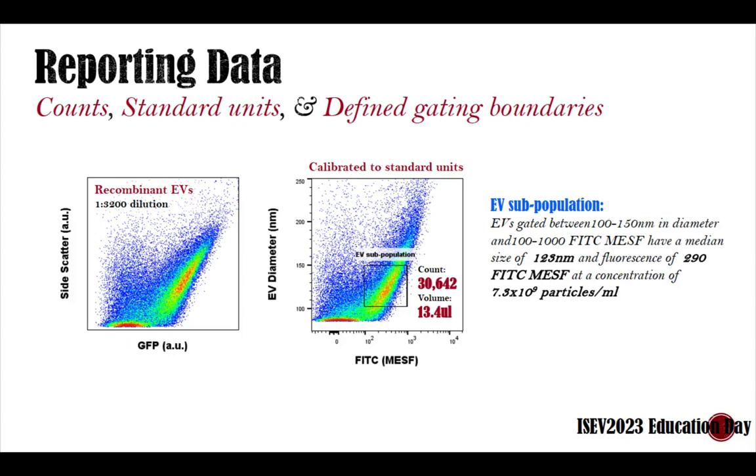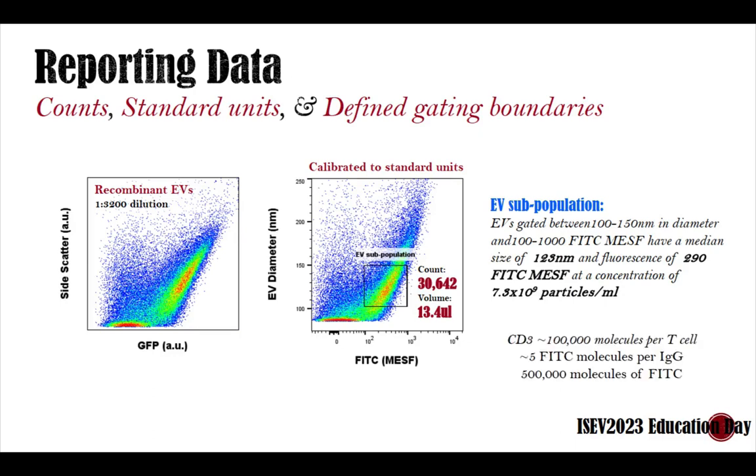And also, the fluorescence is 290 FITC MESF at a concentration, because at that concentration and on the instrument that I'm running on, I know the exact volume that was run for that sample. Now, for different instruments, you can calculate this, but on the instrument we're using here, we are able to know the exact volume. I have the exact count in that gate, in that volume, and because of that, it's very easy, actually, to report particles per ml.